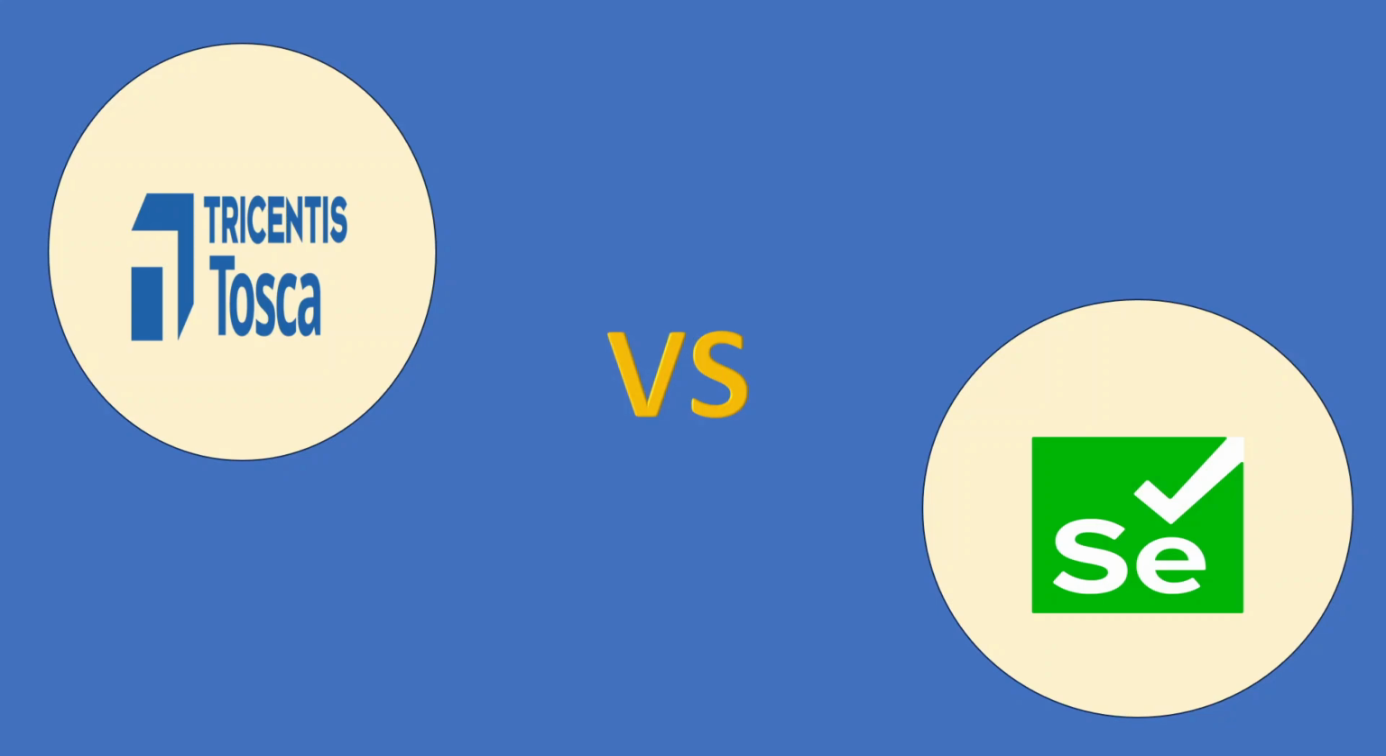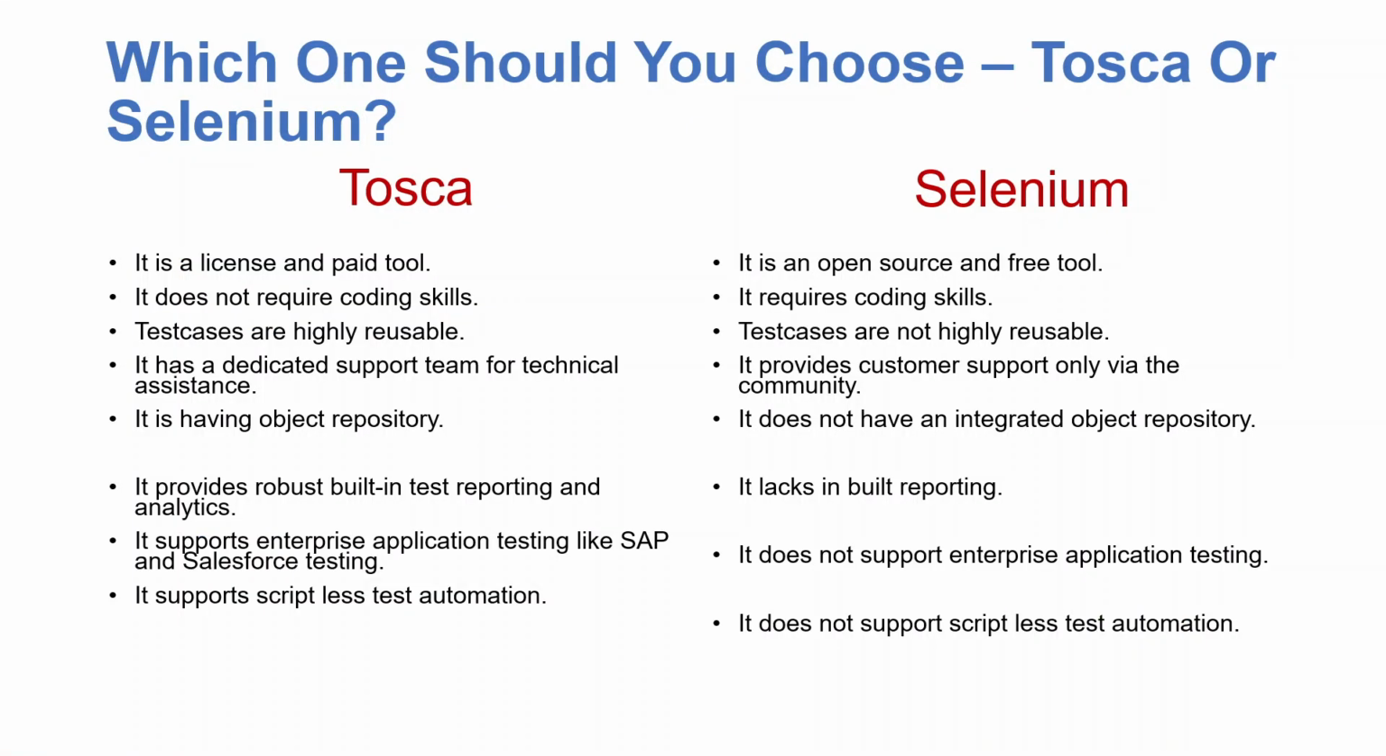Alright, let's get started. We'll be discussing all the differences between Tosca and Selenium one by one. Tosca is a licensed and commercial tool, so to use Tosca, we have to purchase it. We get a free trial for a few months, and later we should purchase the tool to use it.